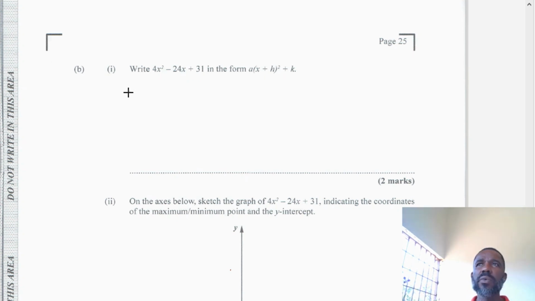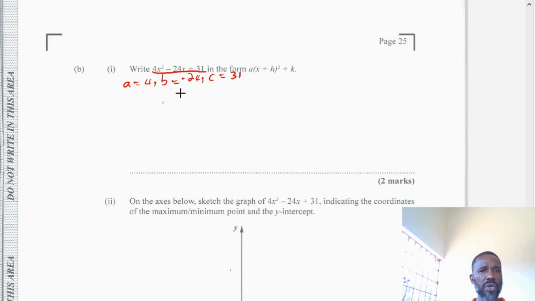Again, we are continuing with the solution to the January 2024 paper, and we are at question 8b. It says, write 4x squared minus 24x plus 31 in the form a(x plus h) squared plus k. So what we have here is a quadratic expression, and we are going to identify our a, b, and c. So a is equal to 4, b is equal to negative 24, and c is equal to positive 31.